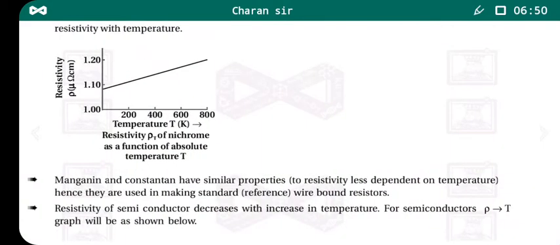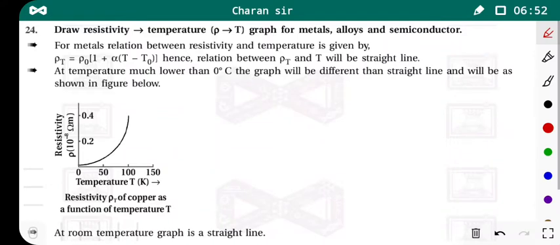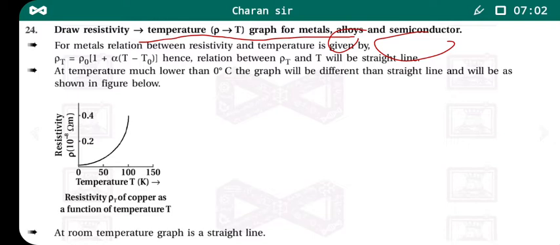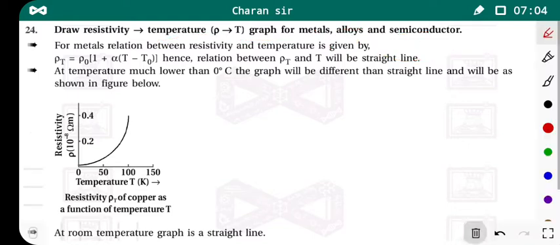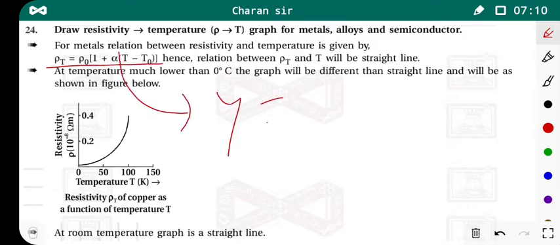So now we have to draw the resistivity temperature graph for metals, alloys and semiconductors. From the equation that we considered in the previous theory, you can see this equation is like y = mx + c. This is similar to this one.